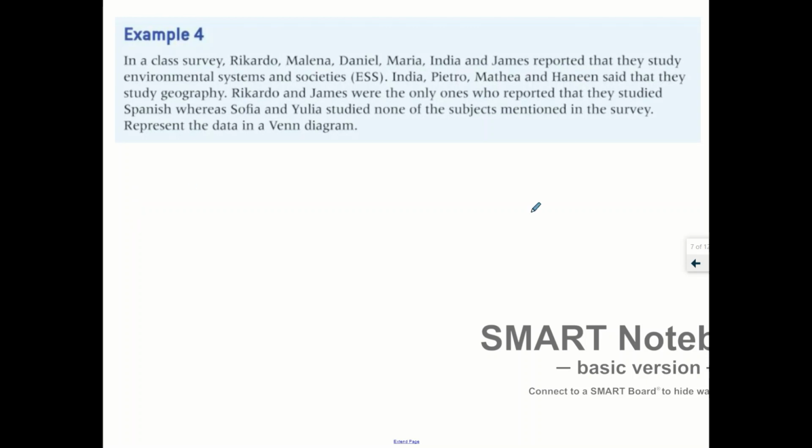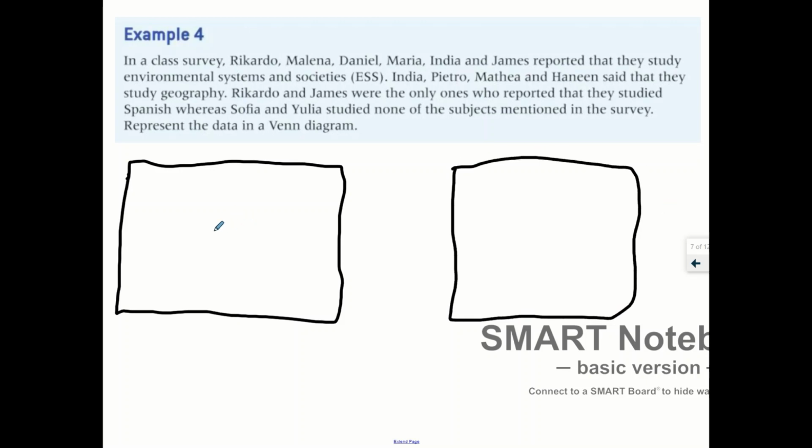So if you read this question, you can see there's a lot of information in there. So pause the video, read the question. So we can show this information in a Venn diagram. So inside the rectangle is our universal set.